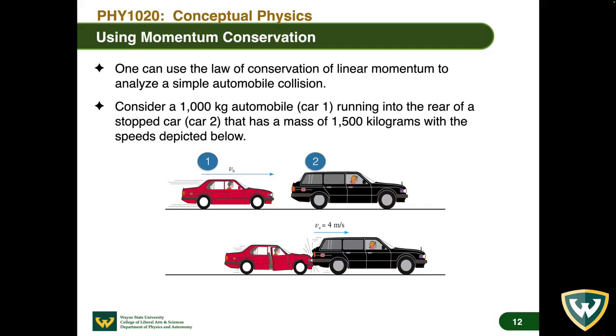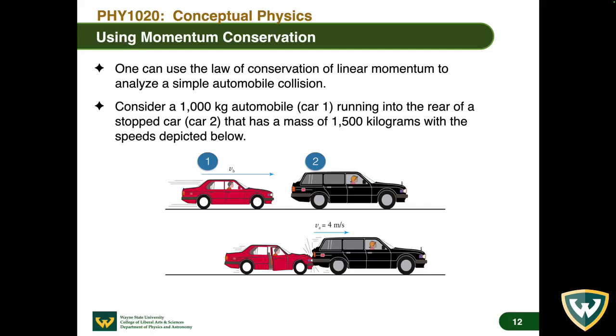And let's see how we can use this notion of the law of conservation to analyze what's happening, for instance, in a car collision. So let's consider that we have car number 1, with a mass of 1,000 kilograms, running into the rear of a stopped car number 2, that has a mass of 1,500 kilograms, with the speeds that are shown below.